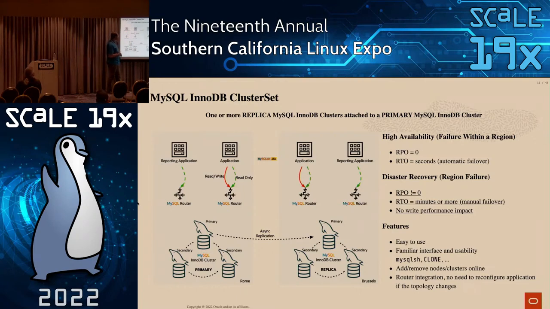Now the good thing about this is that when you have Rome and Brussels, it's asynchronous, meaning that there's no write performance impact if you write a transaction here. You don't have to have consensus or make sure that another node from the other region has to acknowledge it. There's no issue with that. So you have the same performance as a regular InnoDB cluster, but you have a disaster recovery solution.